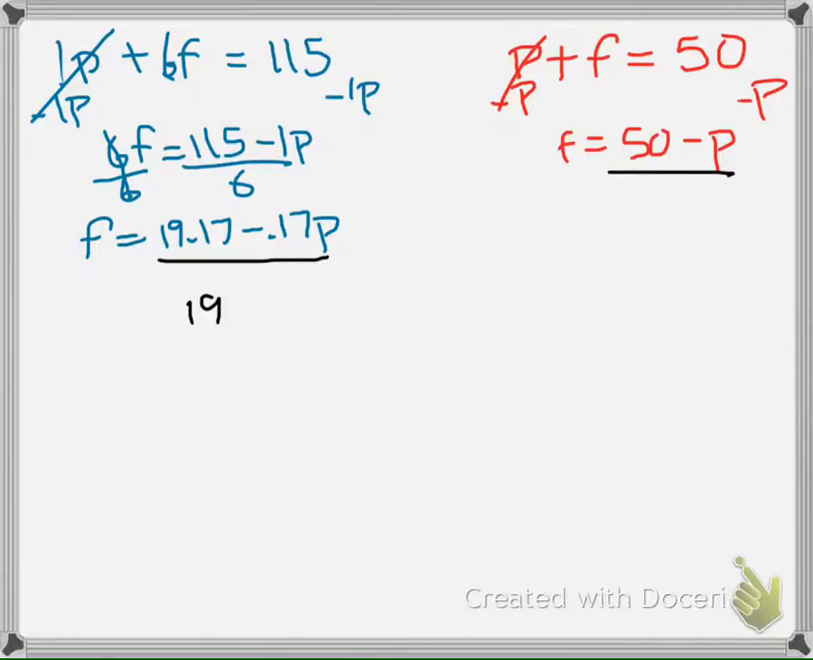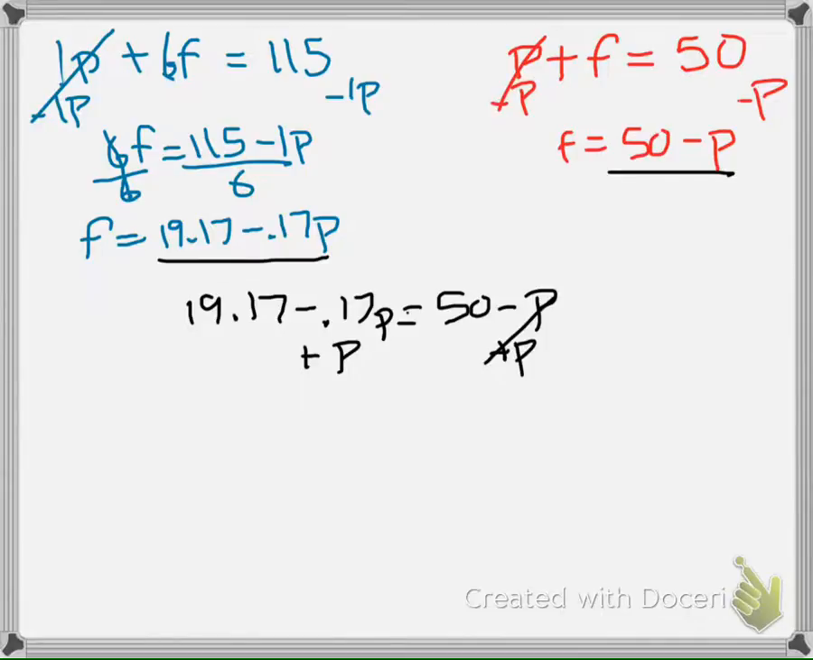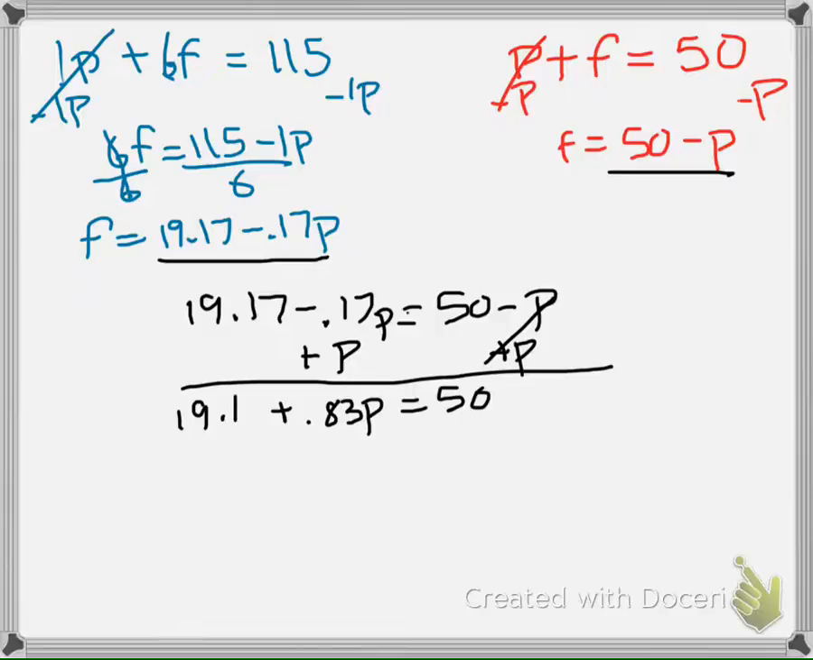I have 19.17 minus 0.17p equals 50 minus p. Okay, now to solve I need to move p to one side. I'm going to add 1p, so those go away, and add a p. Now 0.17p plus 1p gives me 0.83p, and bring down what's left on both sides of the equation.